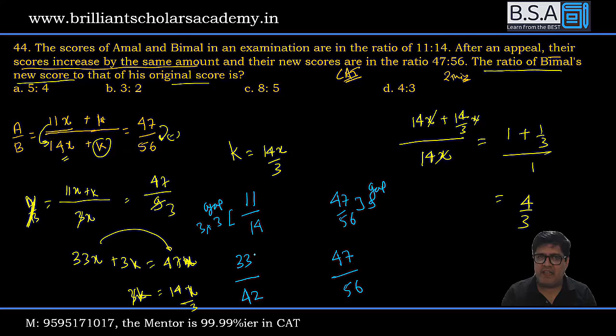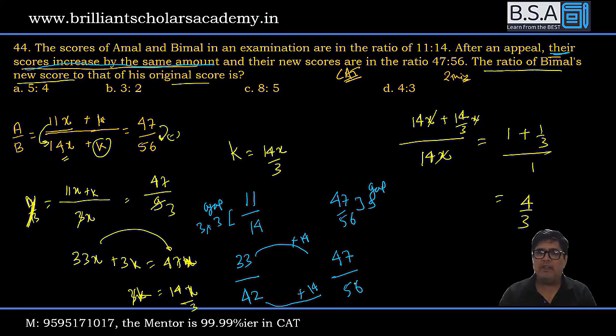I am offering A, Amal, an extra score of 14. What am I offering B? I am offering B an extra score of 14. Can I say after reevaluation, they are getting the same increment, 14? That was the primary condition. Their scores increased by the same amount.